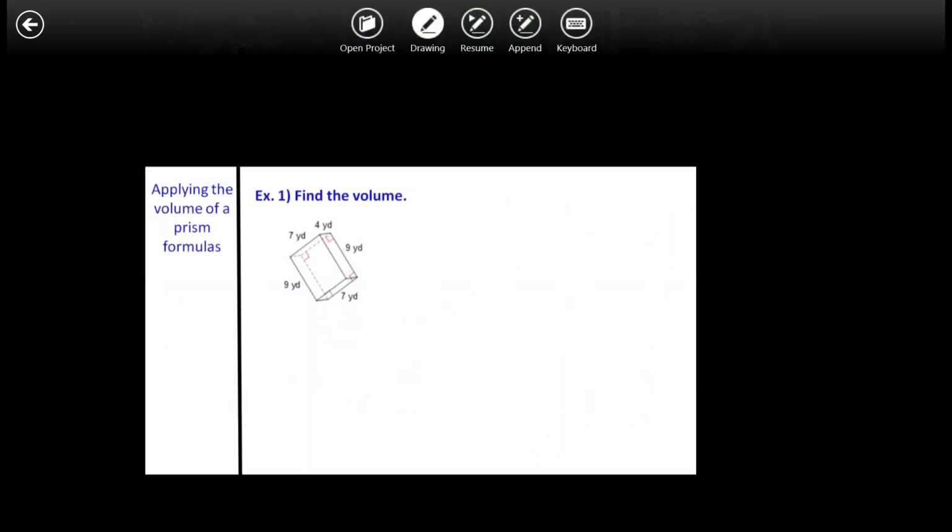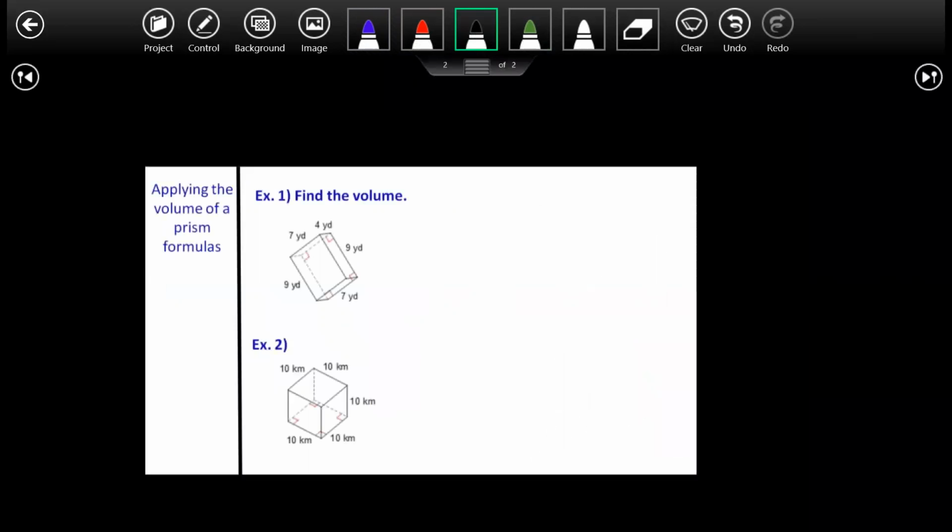We're going to try these 2. Here we go. One down below. You guys go copy that on that bottom one.